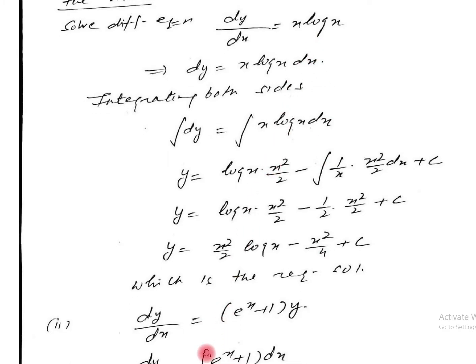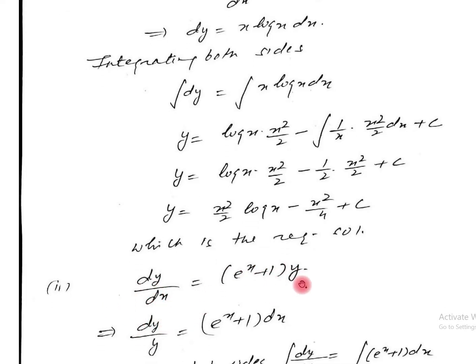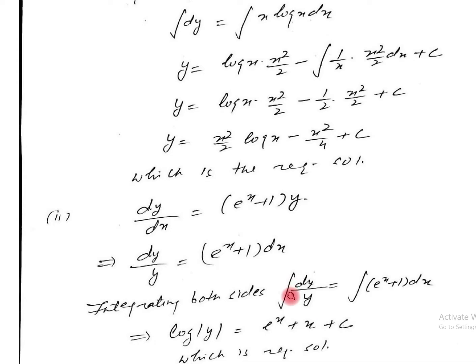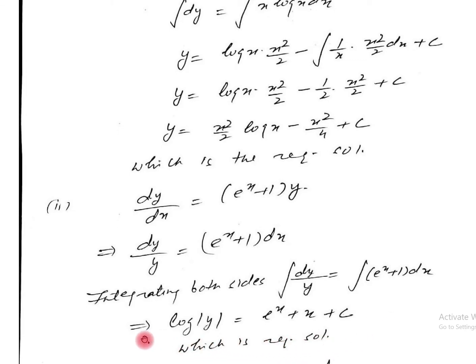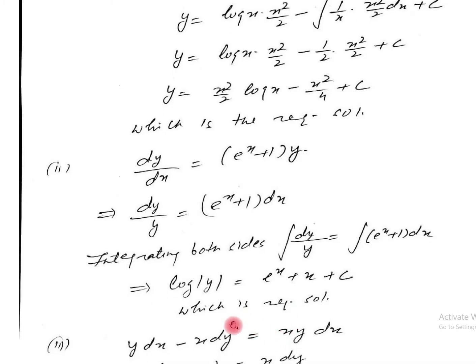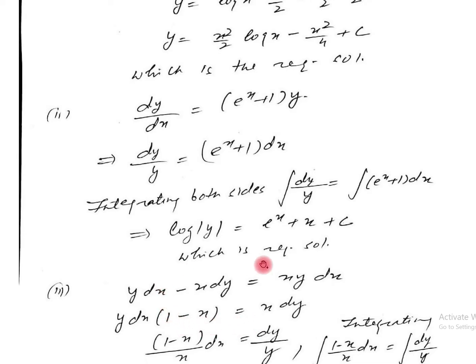Now let us see another question. Again we have to solve. We should try to see whether the variables can be separated. It can be written like this: dy upon y equal to e raised to power x plus 1 into dx. Again integrating both sides, the integral of the left hand side, log of y equal to e raised to power x plus c, which is the required solution. But it should be carefully noted that the answer should be maximally simplified.